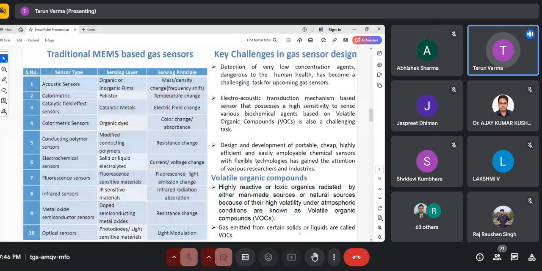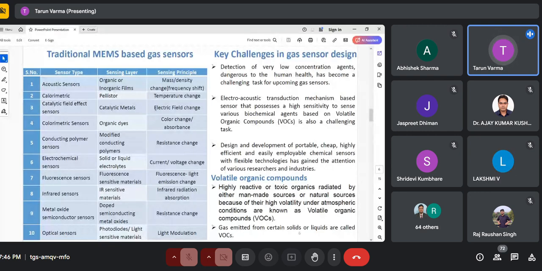These are some of the traditional MEMS based gas sensors. One is acoustic, with organic or inorganic films. The sensing principle is change in mass, density, or frequency. Then calorimetric, then catalytic field effect sensors, which use catalytic materials, so you have an electric field change.